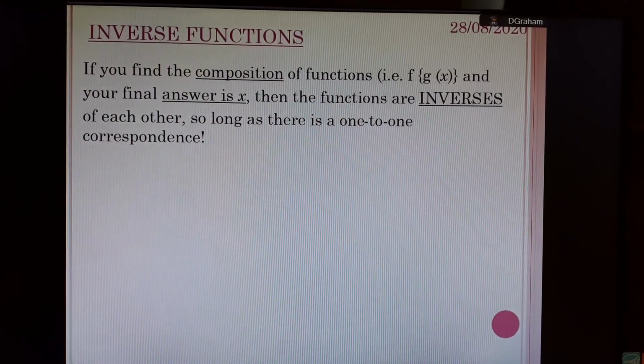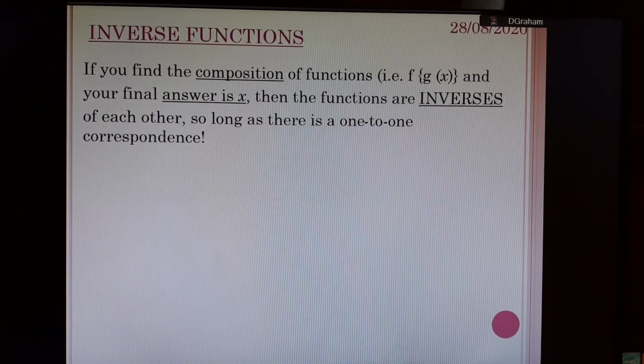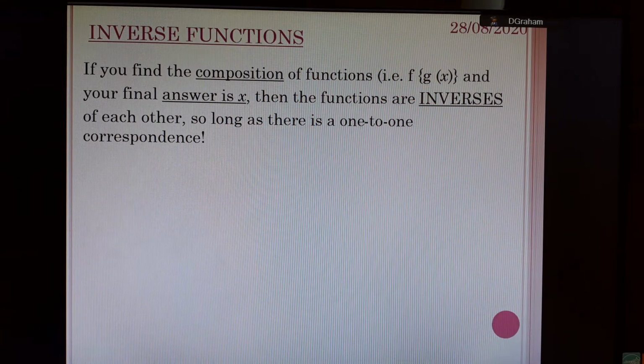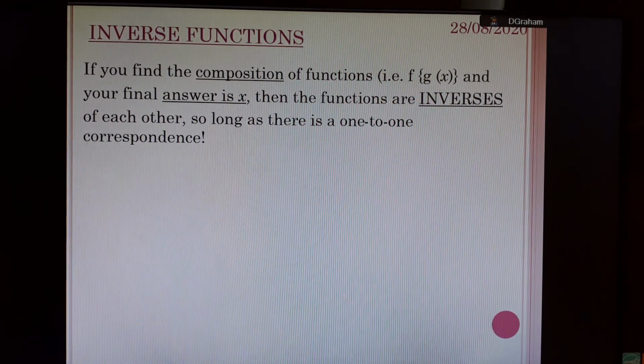Now, something that's important from the composition of functions that we had done previously. When we were doing the composition of functions, I did say at the time that generally f of g of x and g of f of x are generally not the same answer, okay? But if you find the composition of functions f of g of x and your final answer is x, then the functions are inverses of each other, so long as there is one-to-one correspondence.